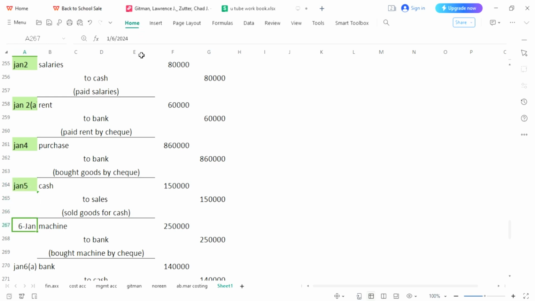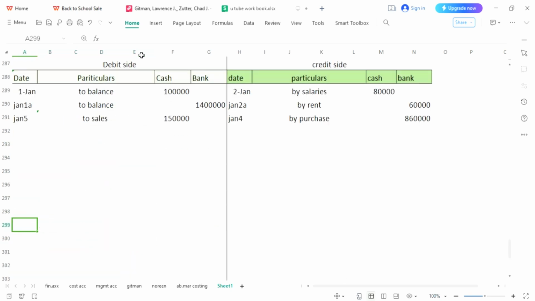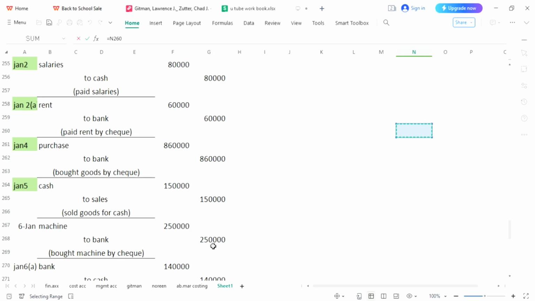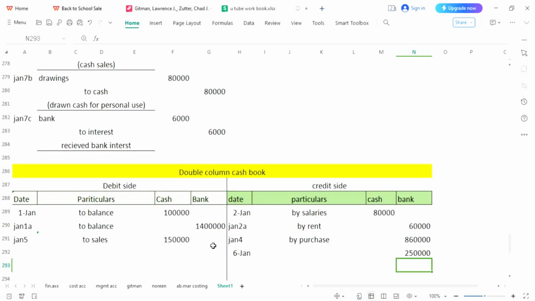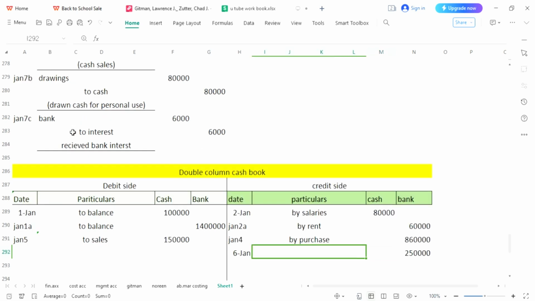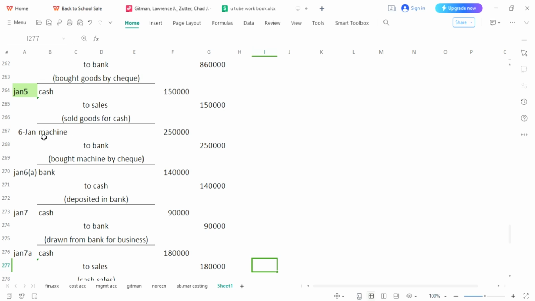And now we will see January 6, where bank is credited. Come over here, write down January 6, and bank is credited for how much amount? You can see it's 250,000. Just write down 250,000 and see what is written on the opposite side. It's machine. So write down machine. Okay guys, this entry is also completed.